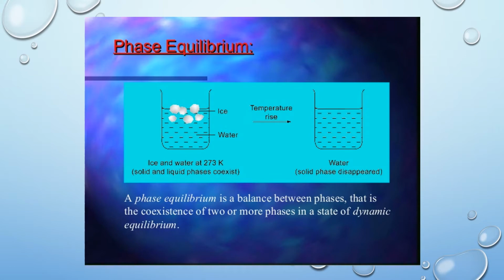What do you mean by phase equilibrium? A phase equilibrium is a balance between phases, that is the coexistence of two or more phases in a state of dynamic equilibrium. Or phase equilibrium is a study of the equilibrium which exists between or within different states of matter, namely solid, liquid and gas.